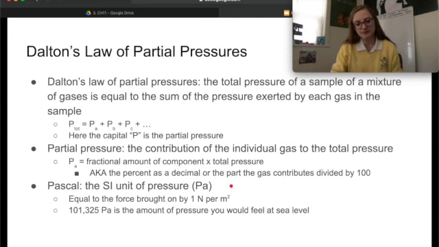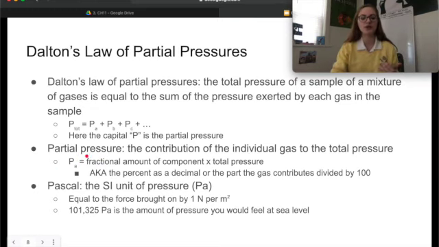And then, I'm telling you how to convert. I threw myself off. So the part the gas contributes divided by 100. So if it's 78%, you're going to divide 78 by 100 to make it that decimal. So that's kind of the idea here.